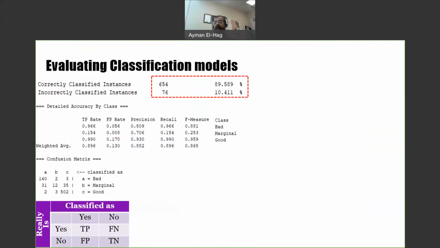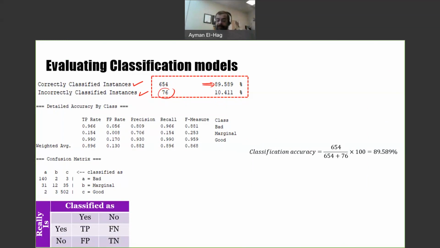This is just a snapshot from WEKA results. This is the final result after we finish the classifier. So what is this? This is how many samples were correctly classified and how many samples were misclassified. How do we reach this number? Very, very simple. We just divide this by the summation of the total. So this is our overall accuracy among all the classes.